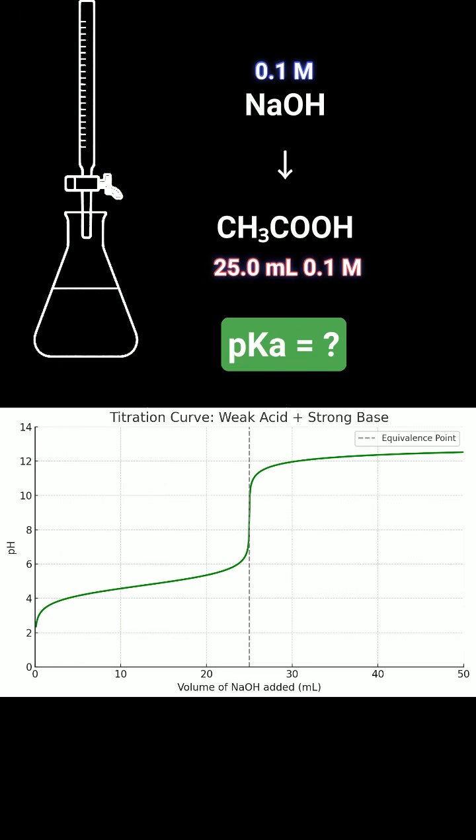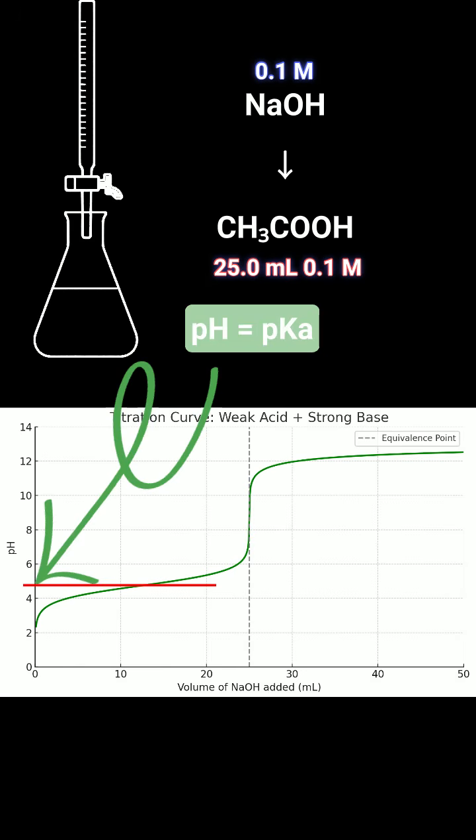Now, what is the pKa of the acid? So, to find it, look for the half equivalence point. That's halfway between 0 and the equivalence point, or halfway to the steepest part of the curve. The pH value at this point can be read directly from the y-axis. Since this is the buffer region, where the concentrations of the weak acid and its conjugate base are equal, the Henderson-Hasselbalch equation tells us pH equals pKa. Therefore, reading the pH here gives you the pKa of the acetic acid.